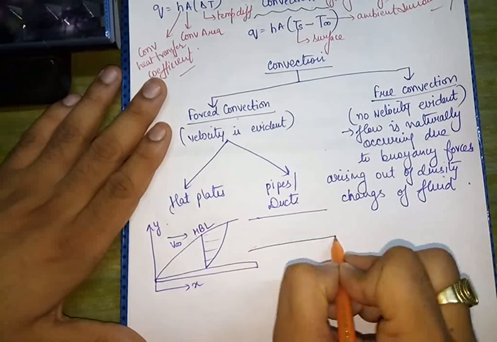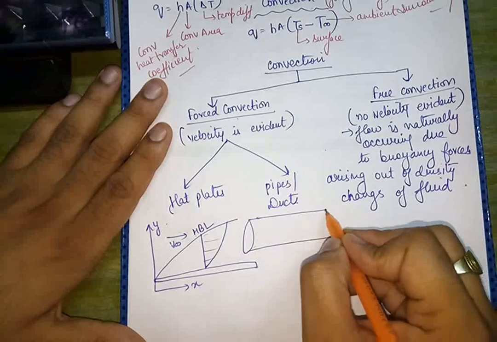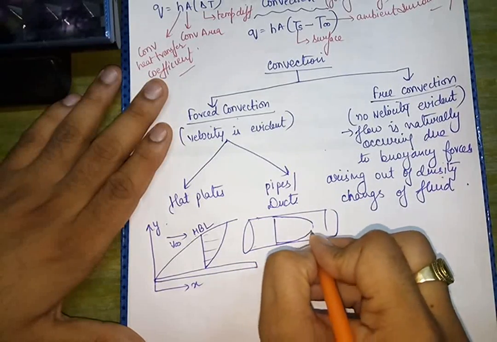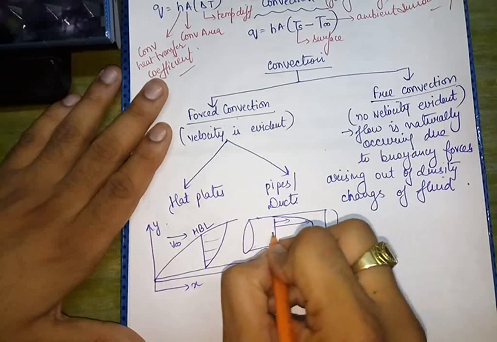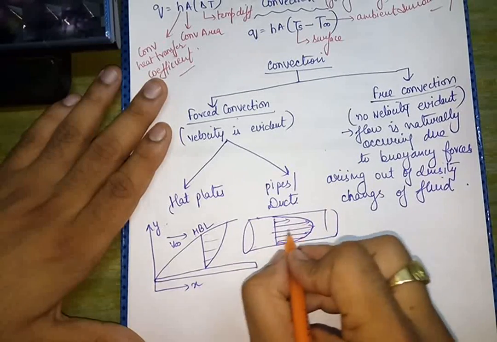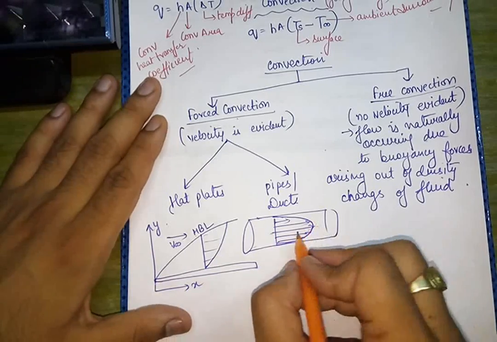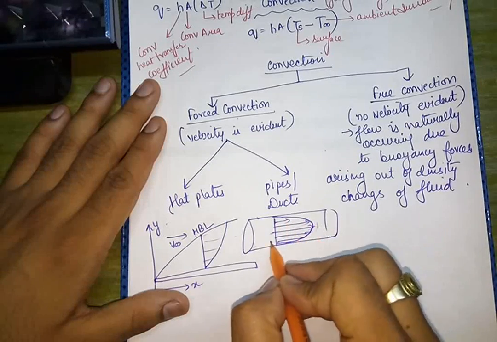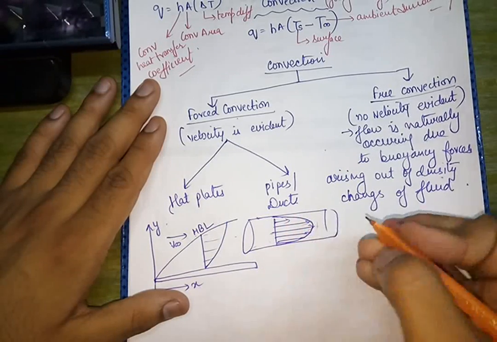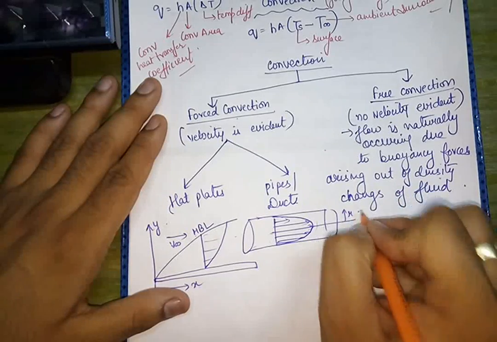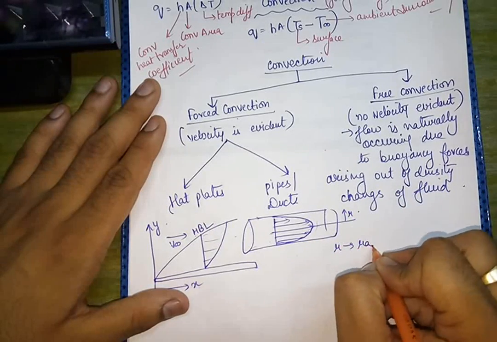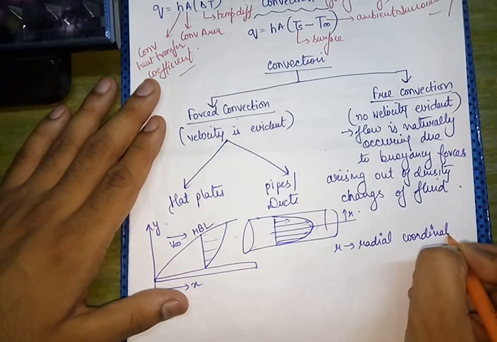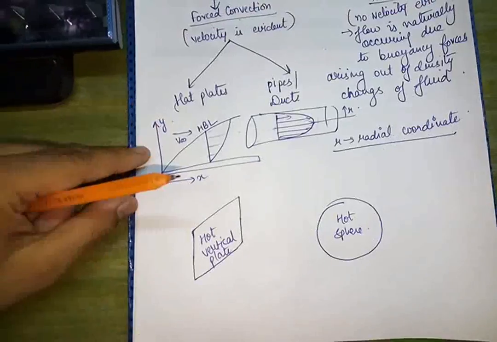In case of flow through pipes or ducts, we will have this type of variation in velocity, and we will see that velocity is maximum at the midpoint or the midline of this pipe. This is the distribution of velocity in the pipe, and here we have the radial distance r, where r is the radial coordinate.